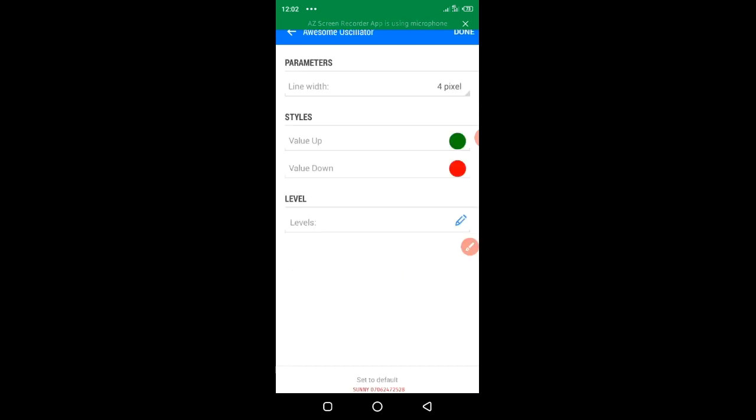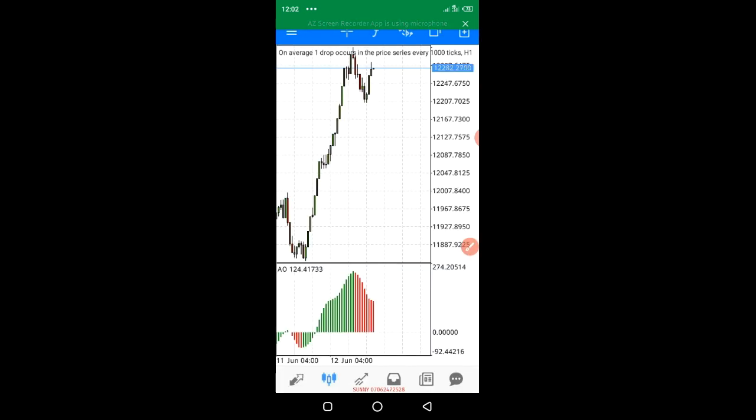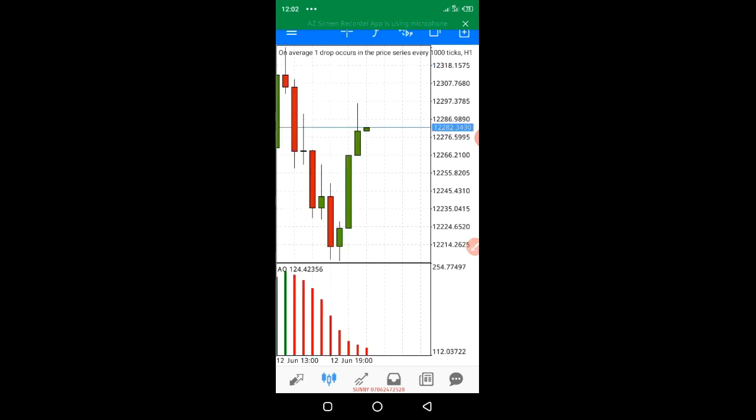If I click on it, I'm just going to click done at the top of my screen. Change the line width here to 4, then click done. Just that. Now you see something like this on your screen. If I zoom out, you see that it's showing red and green.